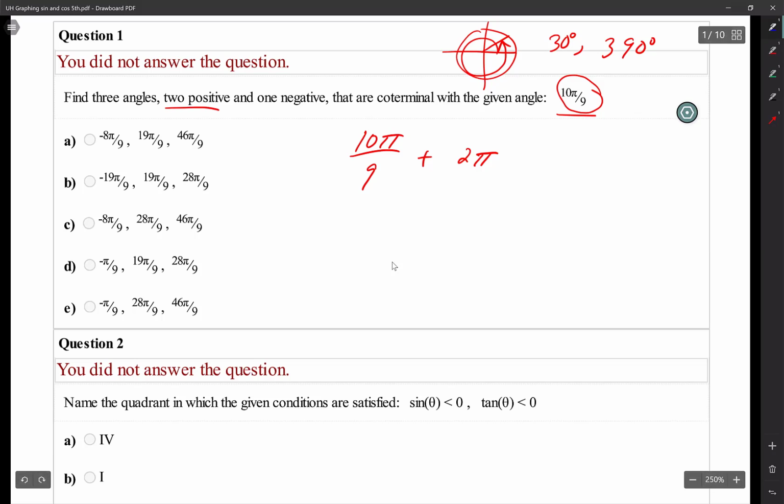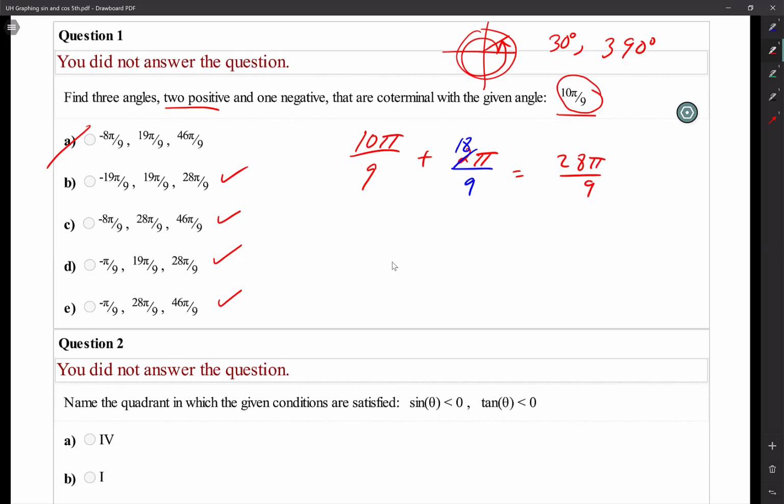So common denominator, I'm going to make the bottom a 9, so that means I make the top an 18. 18 divided by 9 is still 2 pi. 18 plus 10 is 28. So 28 pi over 9. So I'm going to look for 28 pi over 9. If I don't see it, I'm going to delete. All right, so that only helps us with 1. 1 is deleted. So now you got a 25% chance of getting it right.